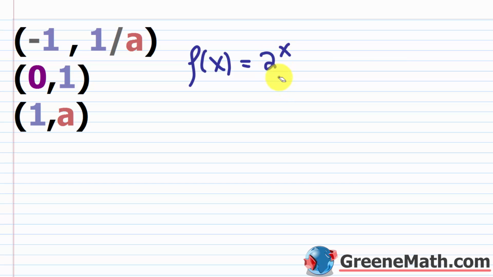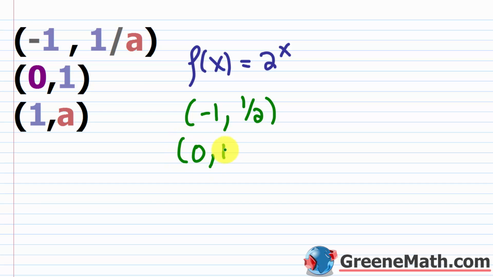Then the last one is also very easy. We get 1, a, which is the base. If I raise 2 to the power of 1, I get 2. If I raise 5 to the power of 1, I get 5. You raise something to the power of 1, you just get the number. So using this function, I would have negative 1, 1 over 2, I would have 0, 1, and I would have 1, 2. Now, these aren't enough points to get the full graph, but it's enough to get things started.